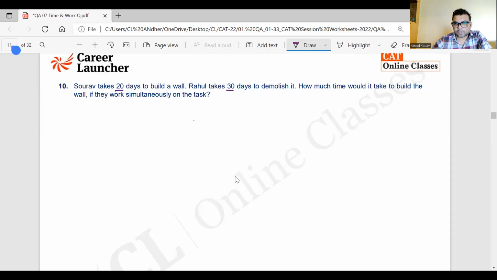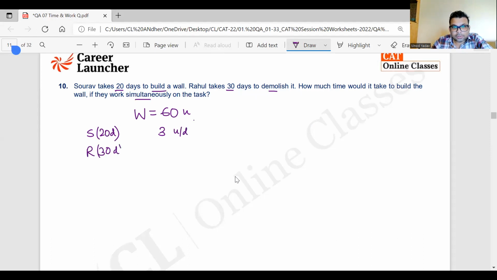Rahul takes 30 days to demolish. Building and demolishing, if they work simultaneously. So we can easily define the total work as 60 units, right? Saurav takes 20 days to build a wall, means his efficiency is 3 units per day. Rahul takes 30 days to demolish it, 2 units per day, but demolishing. So, negative work. This is the logic of negative work, friends.